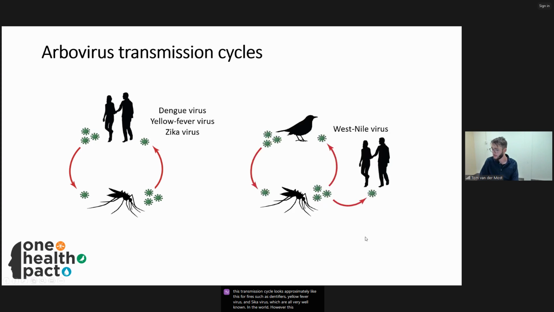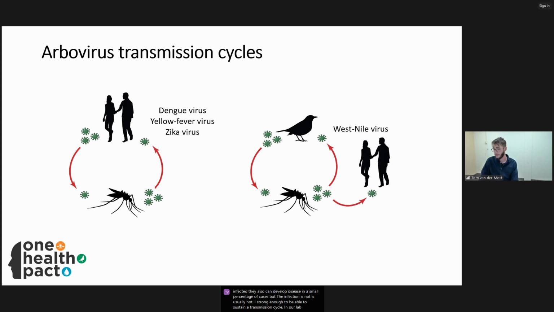However, this transmission cycle can look different for other arboviruses, such as, for example, West Nile virus, where the main host for transmission of these viruses is actually bird species. Humans do get infected, and they can also develop disease in a small percentage of cases, but the infection is usually not strong enough to be able to sustain a transmission cycle.